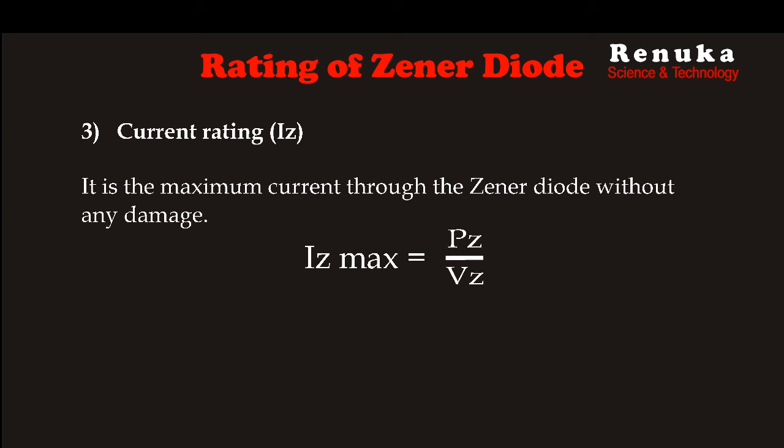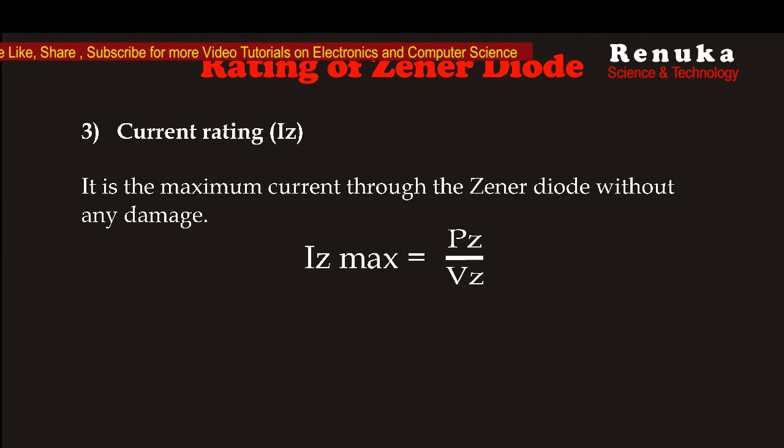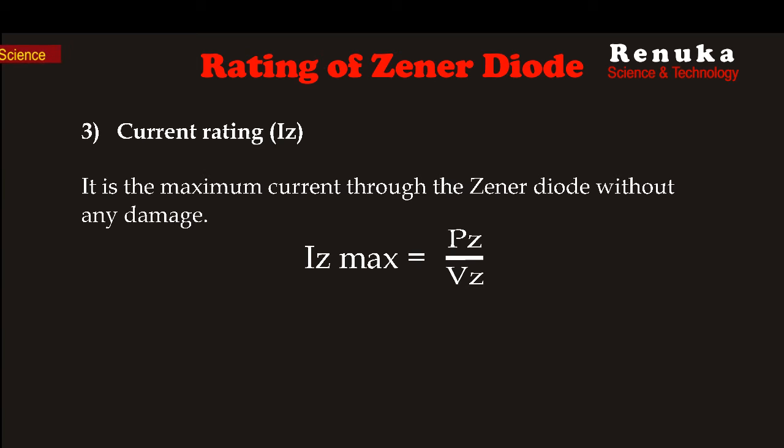Third is the current rating of the Zener diode. It is the maximum current through the Zener diode without any damage. That can be calculated as Iz max equals Pz upon Vz, where Pz is the power of the Zener diode and Vz is the Zener breakdown voltage.